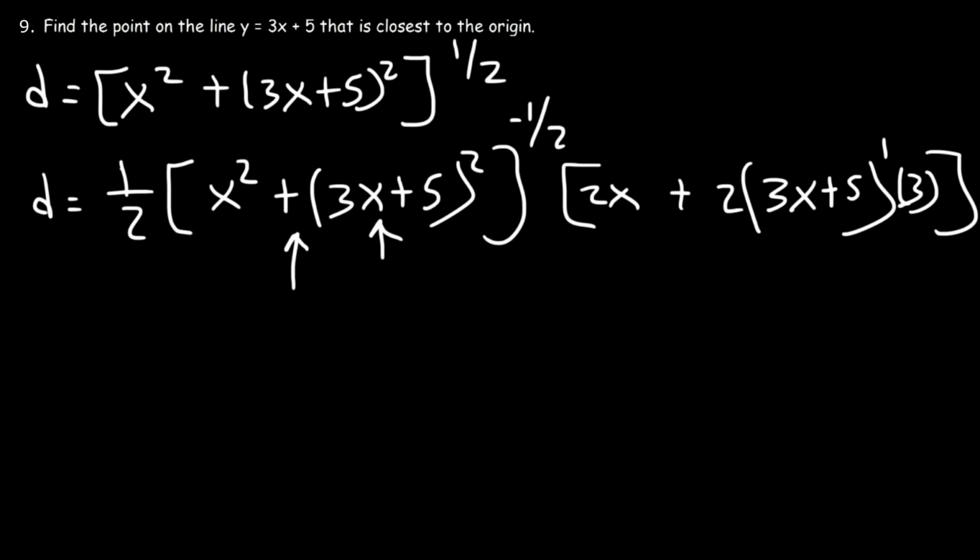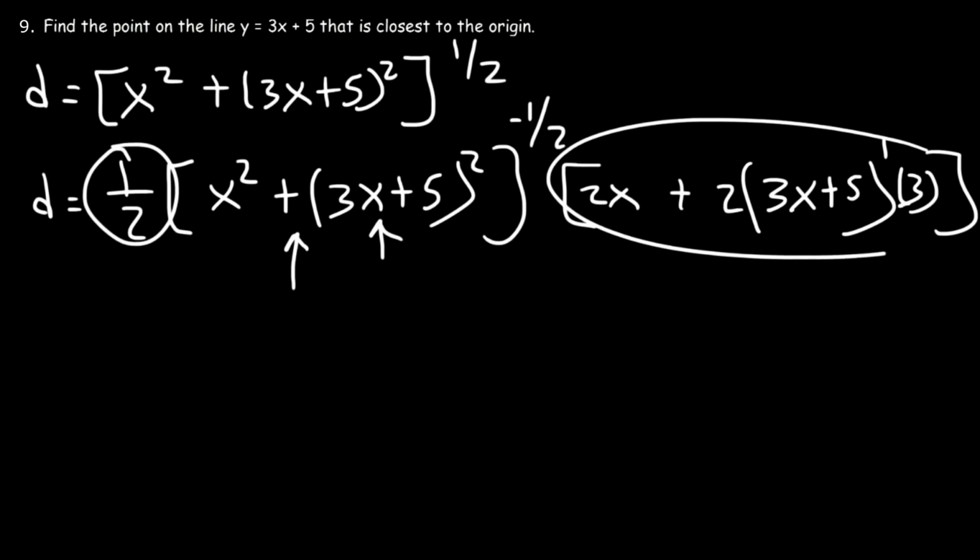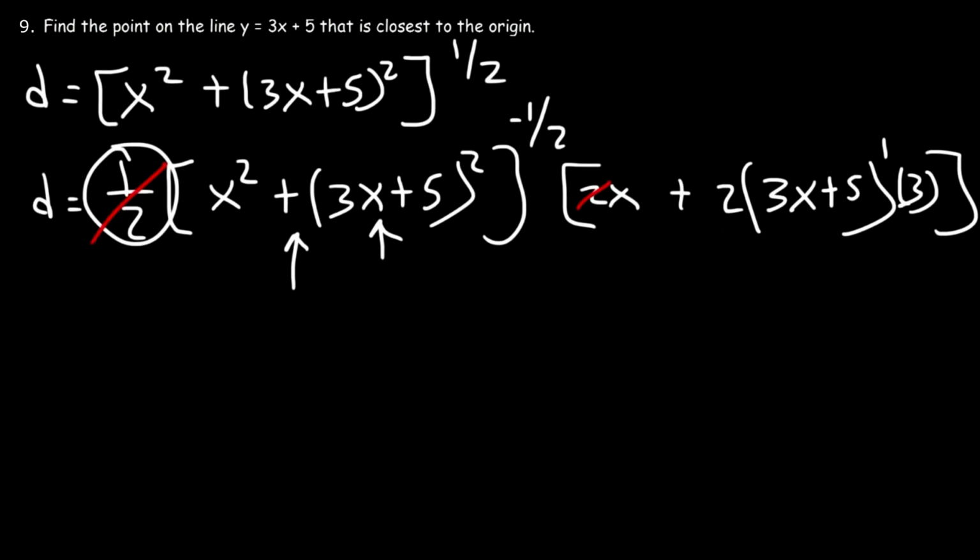Now let's distribute the 1/2 to everything inside here. You shouldn't distribute it to both. It doesn't work that way. Just one of the brackets. So 1/2 times 2x is just x, and we can also cancel that too as well, because we have to distribute it to everything inside those brackets.